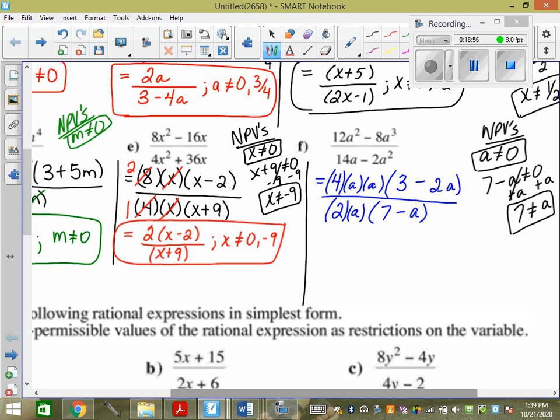What can cancel? Some a's. An a for an a. And then the 4 and the 2 I can take up. 4 divided by 2 is 2. 2 divided by 2 is 1. So on the top I'm left with 2a, 3 minus 2a, over 7 minus a. a cannot equal 0 and 7.